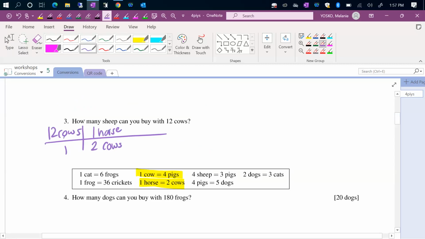So cows would cancel, now my new unit is horses. Trying to get to sheep, what happens? Do I have any way to get from horses to sheep? No, so I can't use that one, that wasn't the right one. So let's try the one that y'all mentioned. So 1 cow is equivalent to what? 4 pigs. Okay, so what are my new units right now at this moment?